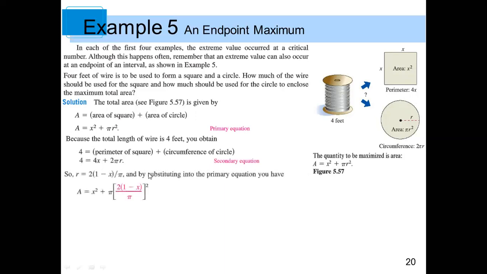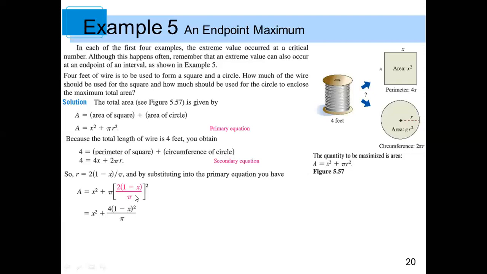Now I'm going to solve that secondary equation for r to get r in terms of x, so that I can substitute that into the area equation to get the area all in terms of just x. So if I solve for r, I have to subtract 4x from both sides, then divide by 2 pi. And after simplifying and factoring, I get 2 times the quantity 1 minus x all over pi. So substitute that in for r, and then simplify that a little bit, and you'd have x squared plus 4 times the quantity 1 minus x, squared, all over pi.